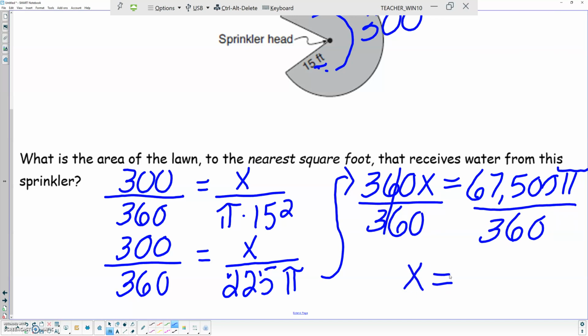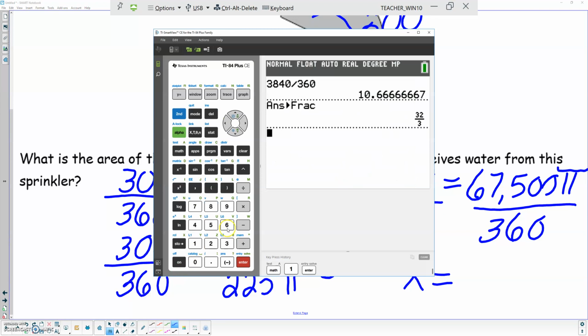Now in this example, they wanted the answer to the nearest square foot. So they don't want the answer in terms of pi. So we're going to have to go to our calculator. We're going to type in 67,500 pi divided by 360. To the nearest square foot, we're going to get 589.